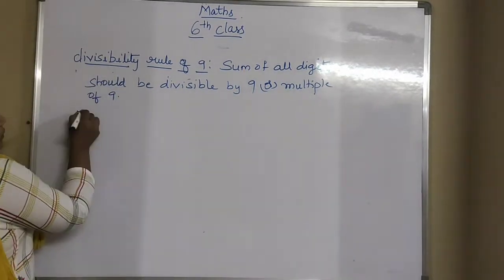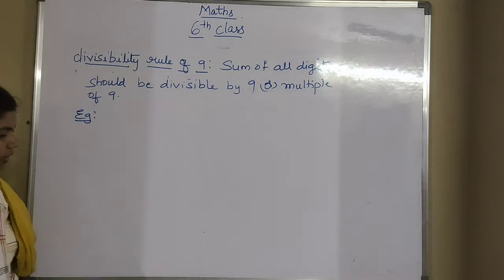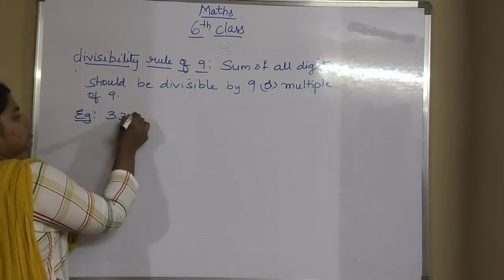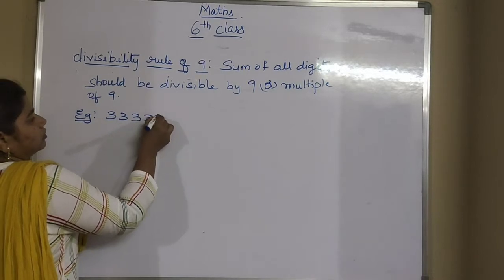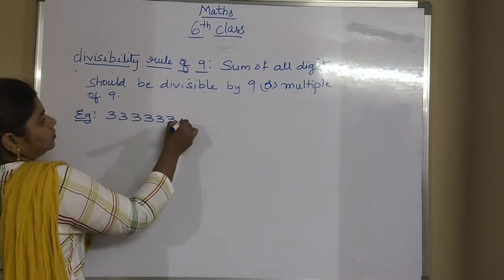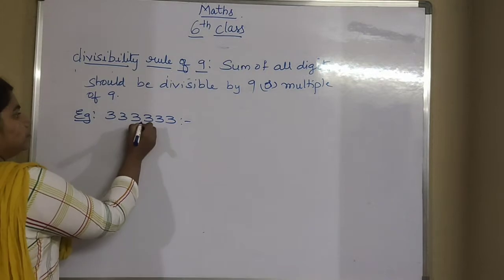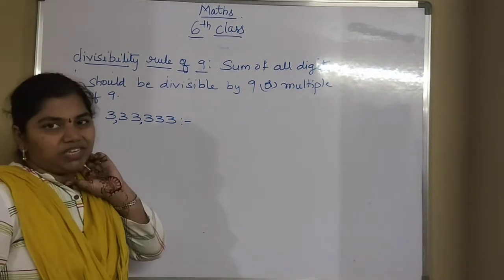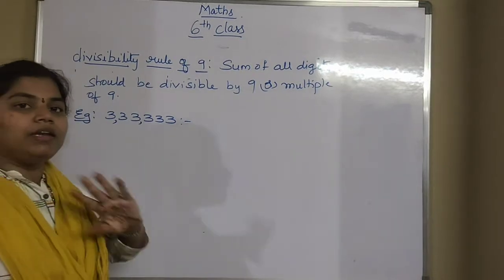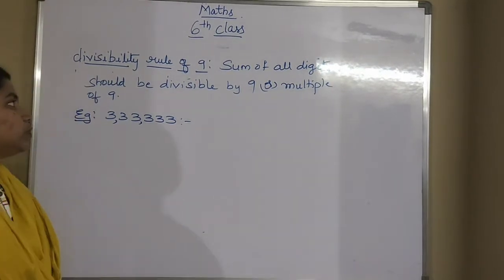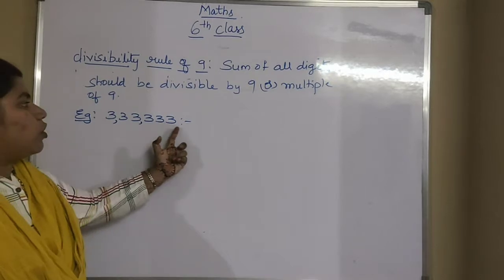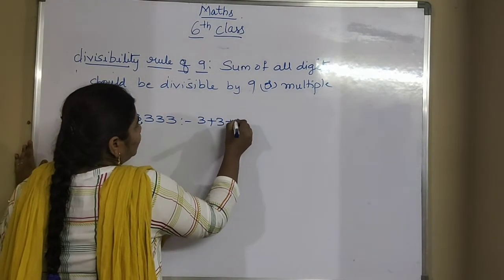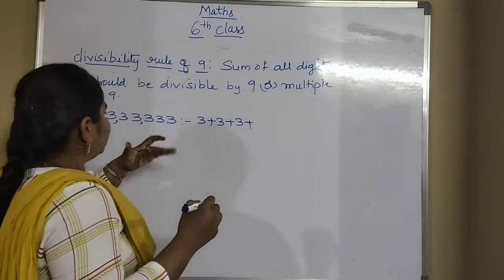So we will see that, we will take one example. I am taking 3,33,333. So whether this number is divisible by 9 or not, we will check. So what is the divisibility rule of 9 here? Sum of all digits. So first you add all the digits here. 3 plus 3 plus 3 plus, how many 3's are there? 6 are there.